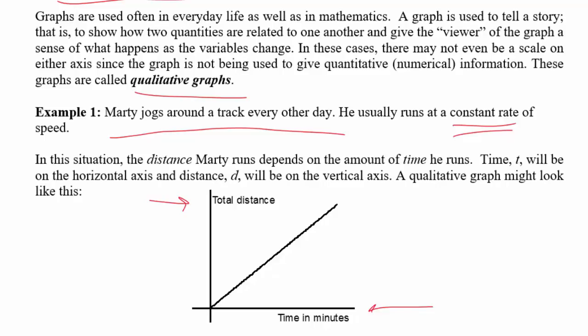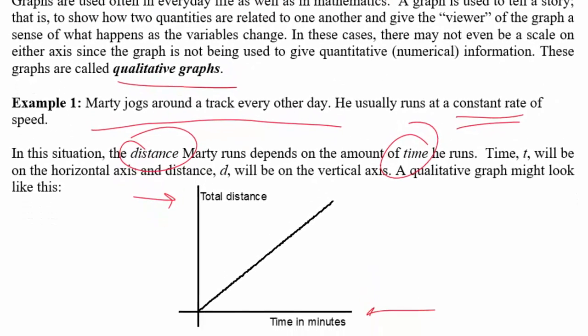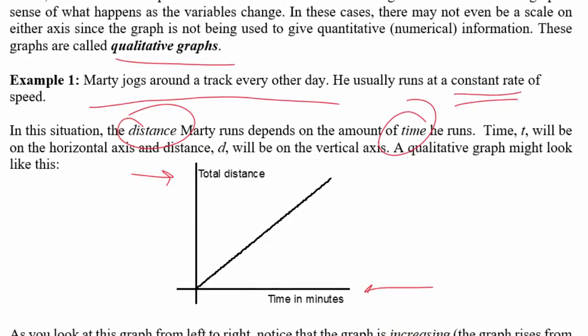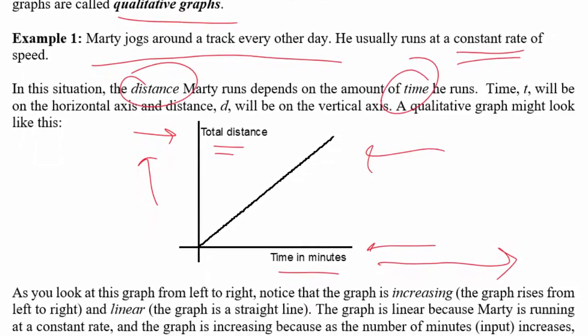So in this situation, the distance Marty runs depends on the amount of time he runs. And you think about that, that makes sense. The longer you run, the greater the distance. So the distance you run depends on the amount of time you've been running. So time will be on the horizontal axis, and distance will be on the vertical axis. And as time gets larger, the total distance run becomes larger. So we can observe that our graph rises from left to right. So the graph is increasing.